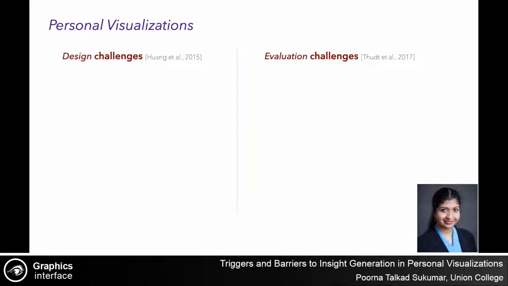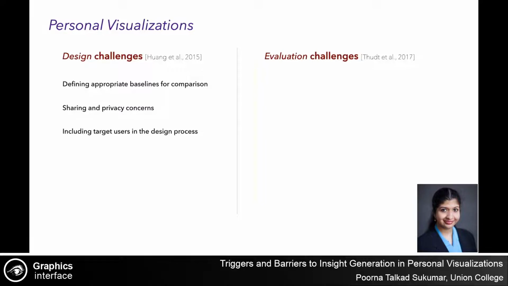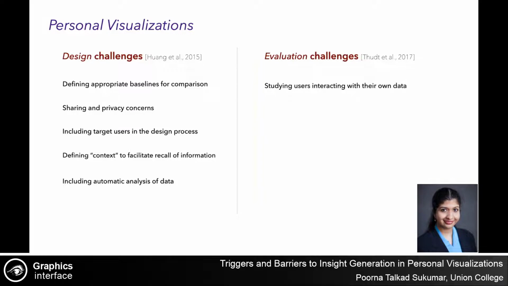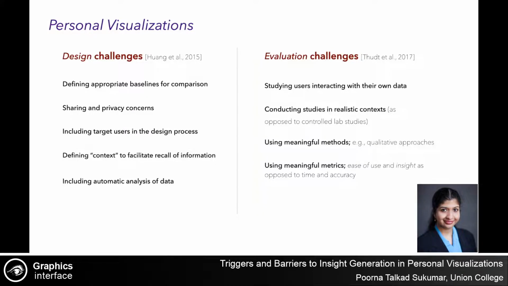Some challenges in designing personal visualizations are defining appropriate baselines for comparison, sharing and privacy concerns, including target users in the design process, defining context to facilitate recall of information, and including automatic analysis of data. And challenges in evaluating personal visualizations include studying users interacting with their own data, conducting studies in realistic settings as opposed to controlled lab studies, and using meaningful methods as well as meaningful metrics, such as ease of use and insight as opposed to time and accuracy.